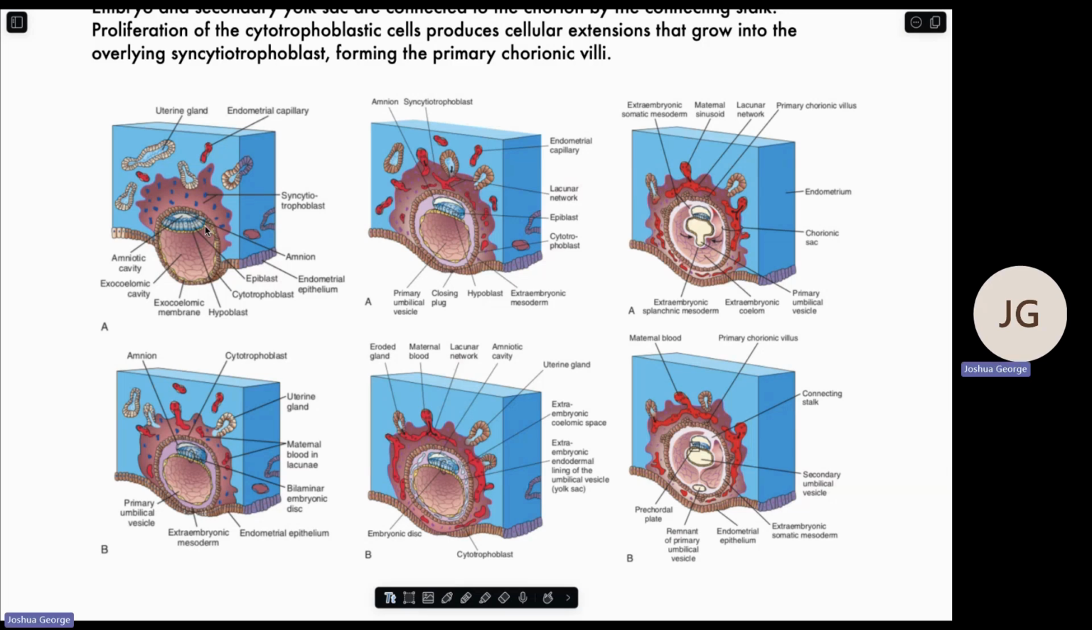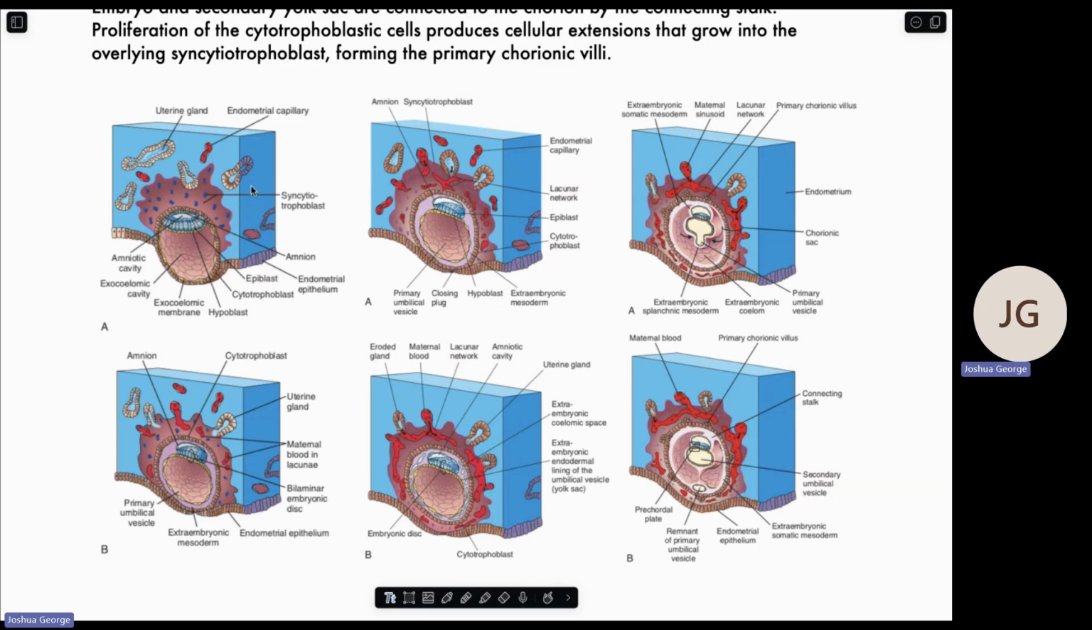On days 8 to 10, essentially what happens is the amniotic cavity gets formed, which holds the fetus in place, and the embryonic disc and the primary yolk sac get formed as well. Right? So the embryonic disc basically consists of the epiblast and the hypoblast, like I mentioned earlier. So they either form on day 7 or day 8 to 10.